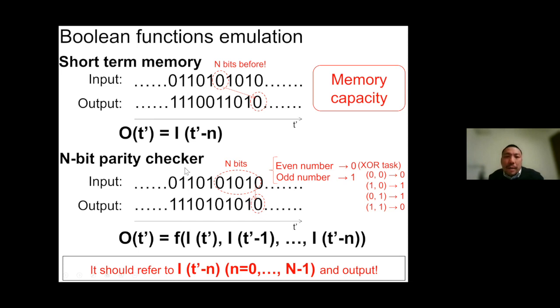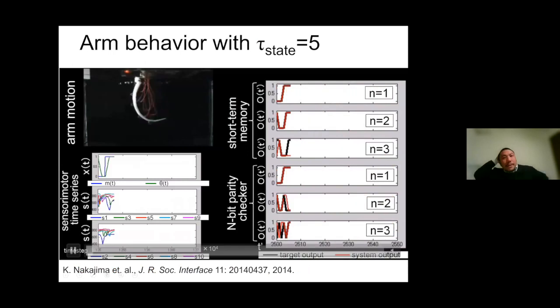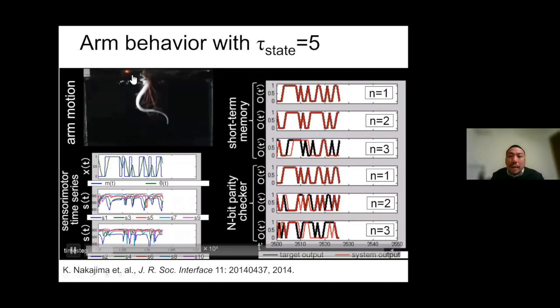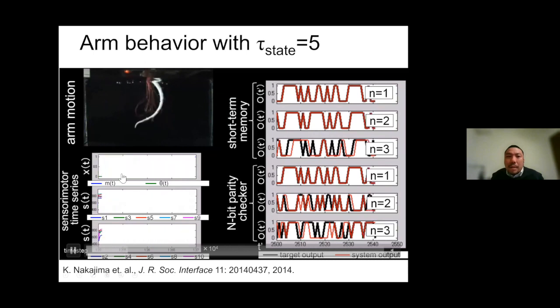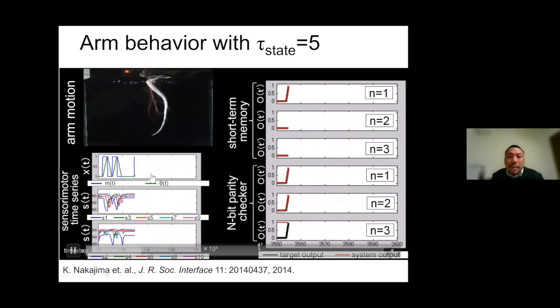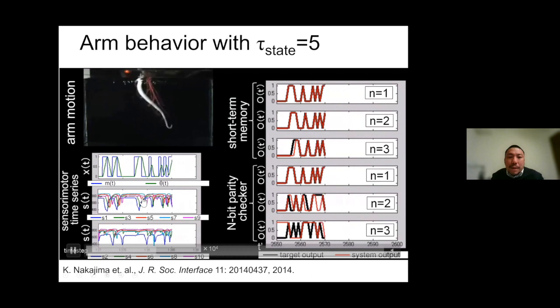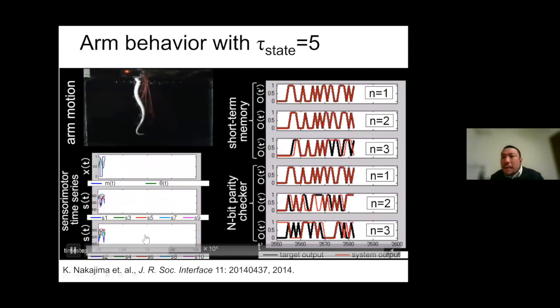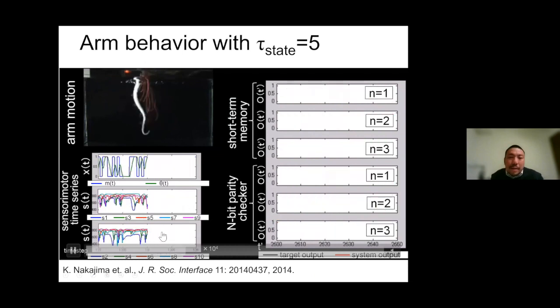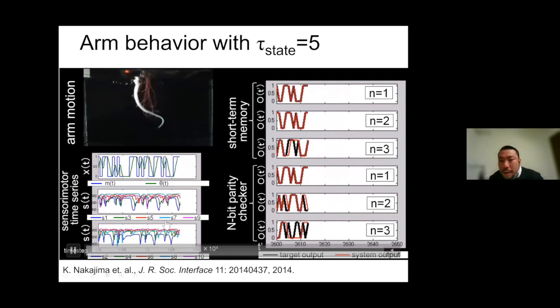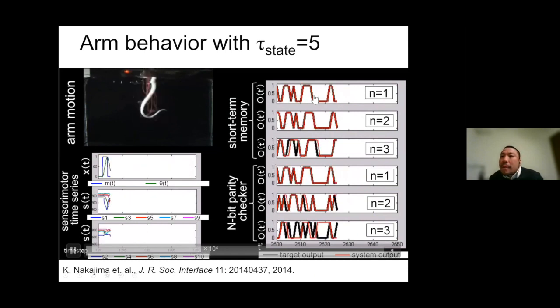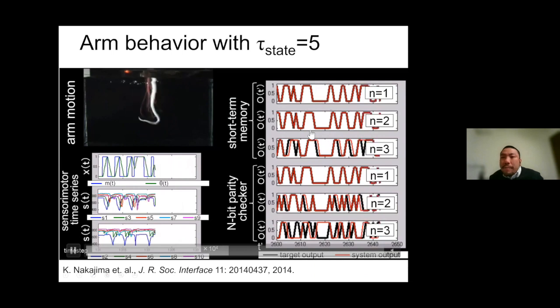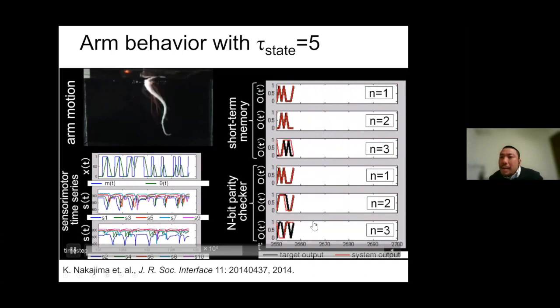So if you can implement this task, then you can check whether the system has nonlinearity or not. And this is the results. So we have body, soft body dynamics, and we have this input, binary input, and we have sensory time series, and this is a reservoir. And by using these and putting some linear weights, we are now emulating these Boolean functions in a multitasking manner.